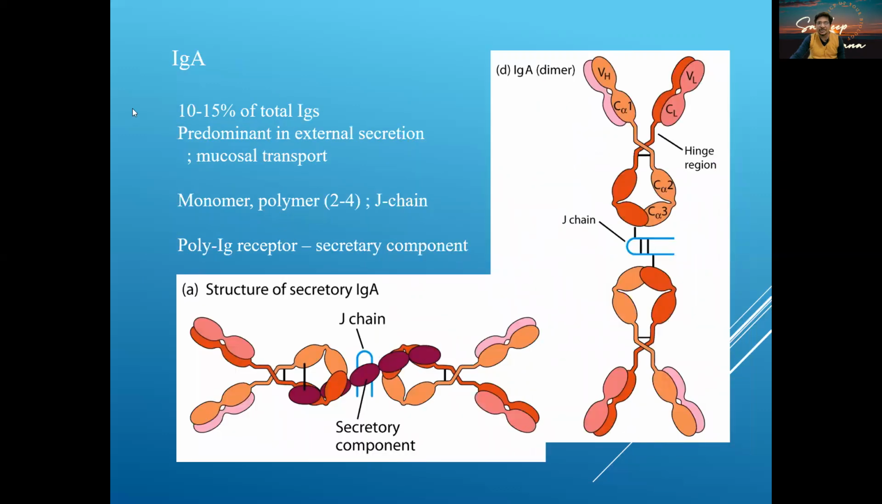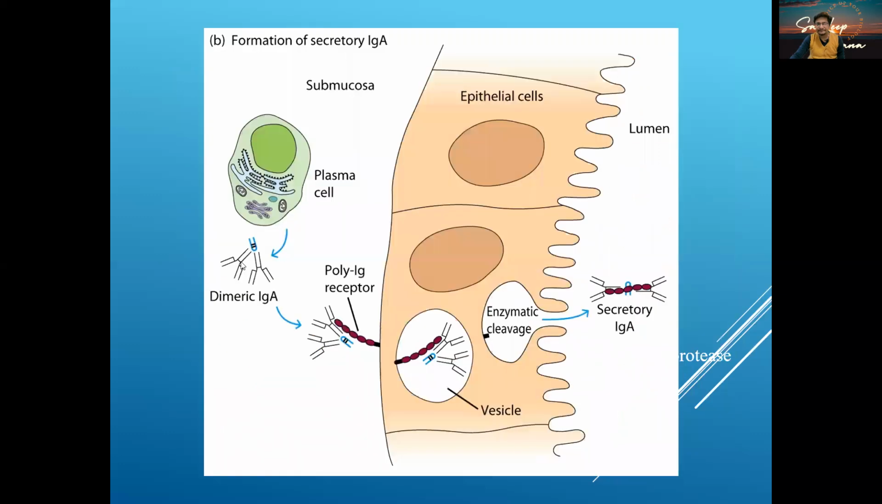Then we have the IgA, which is going to be 10 to 15% of the total immunoglobulin, and basically it is found in the secretions and plays an important role in mucosal transport. It is a monomer, but sometimes it can make a polymer with the help of the J chain, and it has the poly Ig receptor and the secretory component as well.